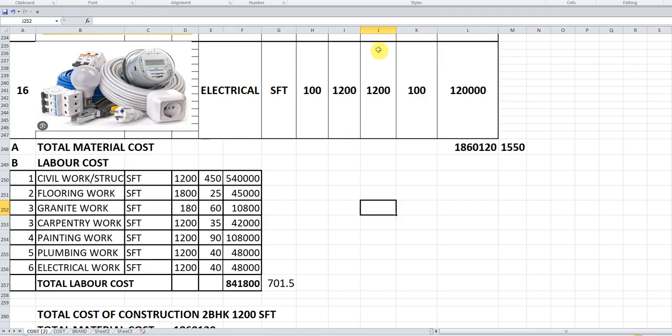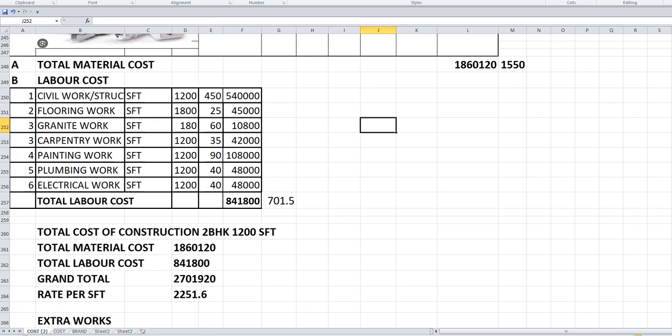So the total cost is about 8,41,800 rupees, which works out to be around 700 rupees. Normally this rate varies between 700 to 750 rupees per square feet. So this is the total labor cost. The total construction cost is basically total material cost plus total labor cost. The grand total is about 27 lakhs.